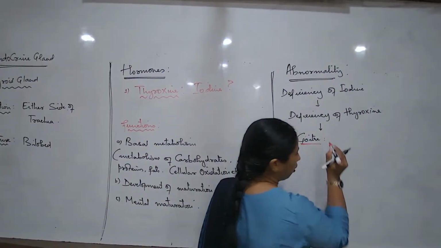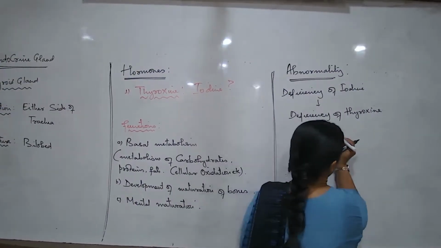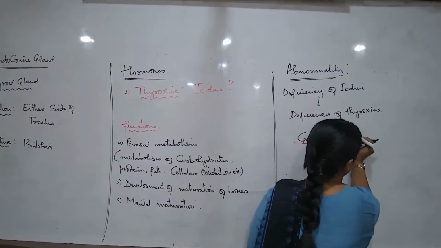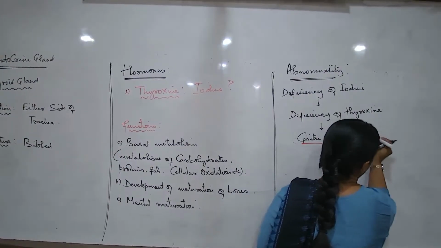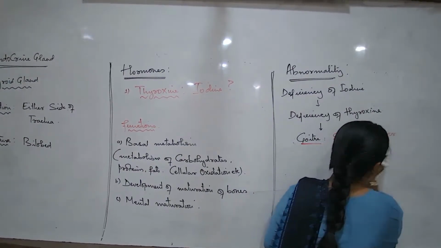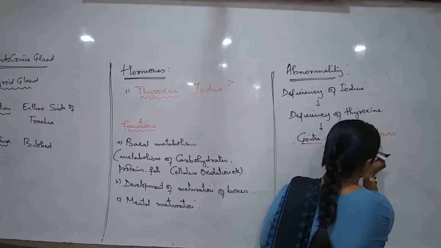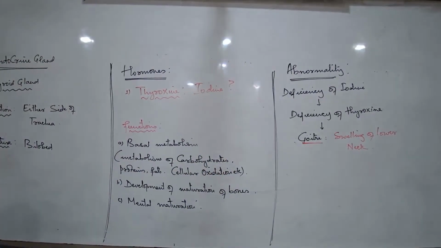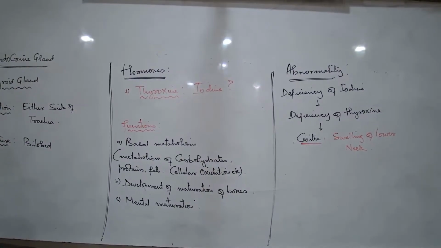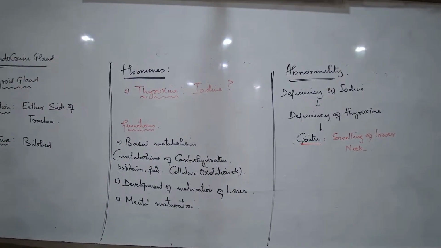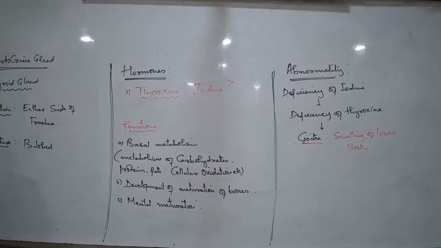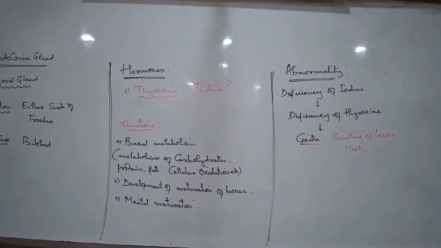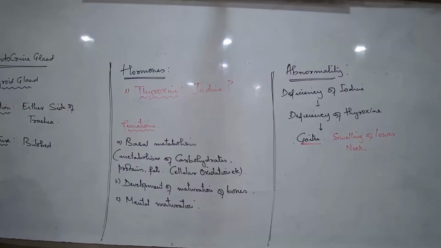What is the most important symptom of goiter? Swelling of the lower neck, apart from many other symptoms that include improper functioning of the body parts, functioning of the systems. A major prominent symptom that is understood in individuals suffering from this condition is goiter.